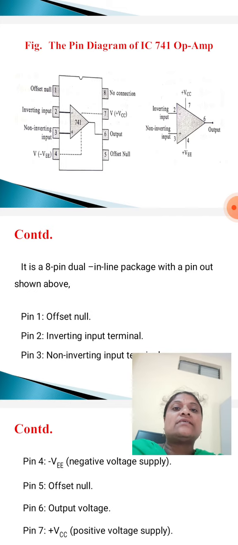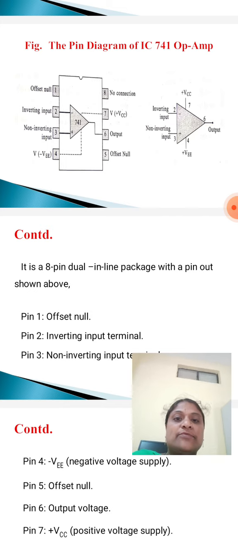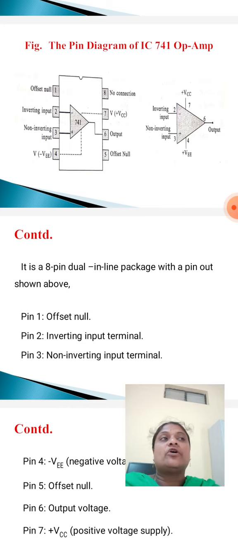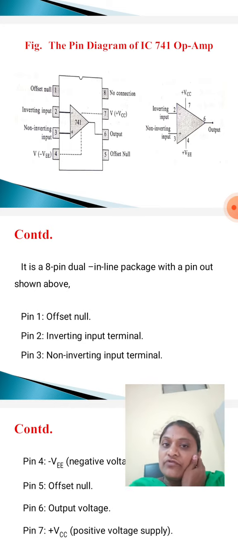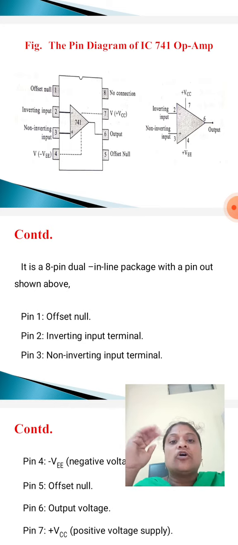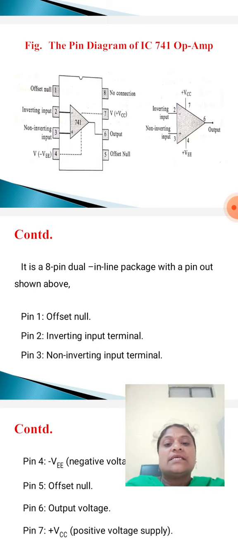So in this IC, pin 1 is the offset null and pin 2 is the inverting input terminal of operational amplifier IC 741. Next, pin 3 is nothing but the non-inverting input terminal of operational amplifier IC 741.